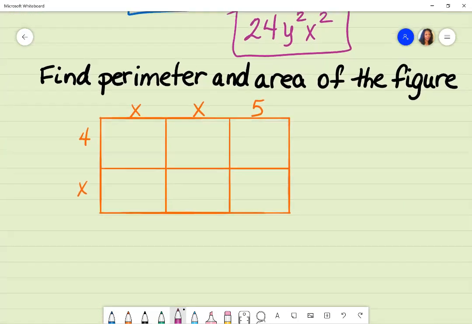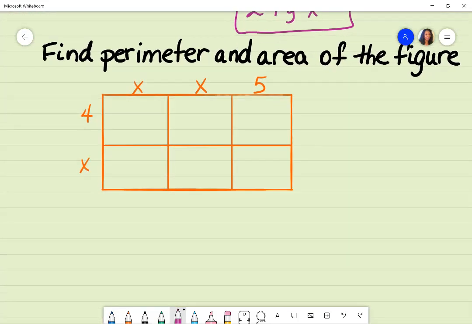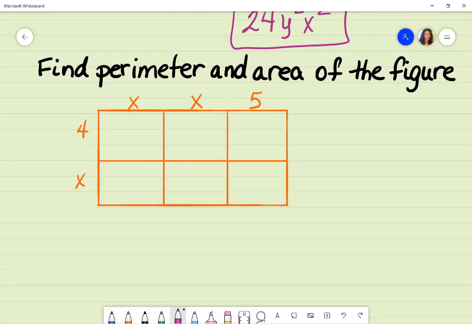I'm asked to find the perimeter and the area of this figure. So the perimeter simply means adding all of the sides. So you see that you have information for the top and for the left-hand side, but you don't necessarily see anything on the right and the bottom. But remember, it's a rectangle. So what the top is, the bottom is. What the left is, the right is. So you can just double it. So this is what I'm going to do.